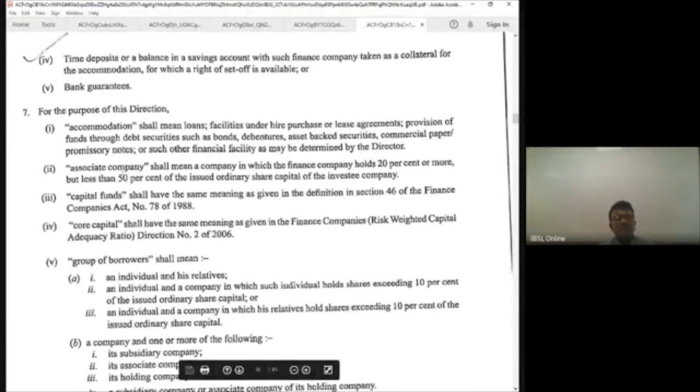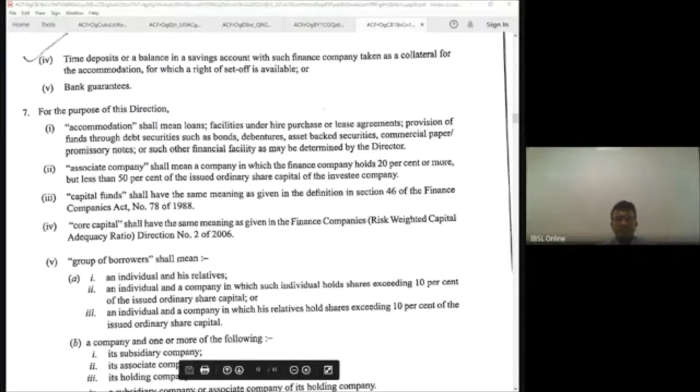Now, when we say accommodation, here we are using the term accommodation. What do you mean by accommodation? It's a loan, facilities under hire purchase or lease, provision of funds through debt securities such as bonds, debentures, asset-backed securities, commercial paper, promissory notes, or any other. So when I'm saying 1% accommodation, that can be loans, leasing, loans taken against bonds, debentures, so the accommodation. When I'm saying associate company, what does it mean? A company in which we, the finance company, hold 20% or more, but less than 50%.